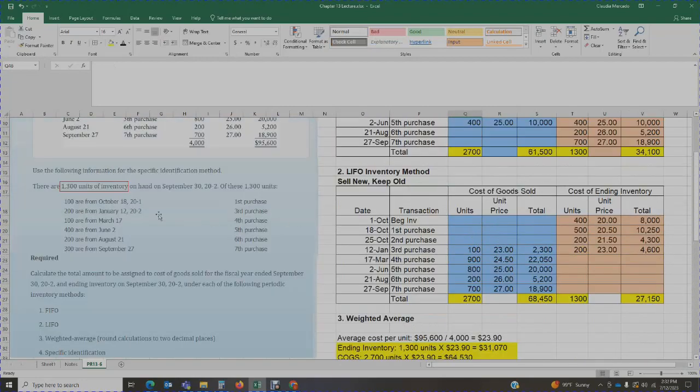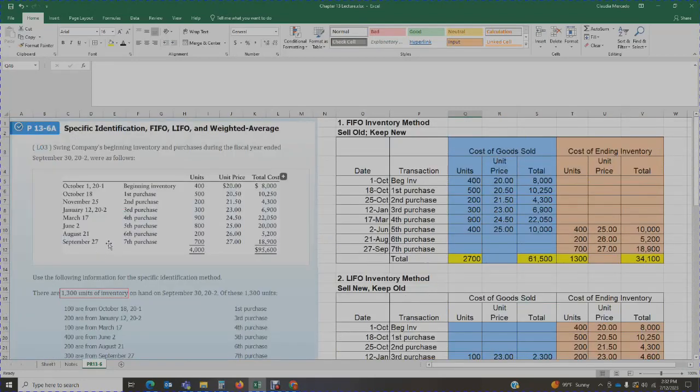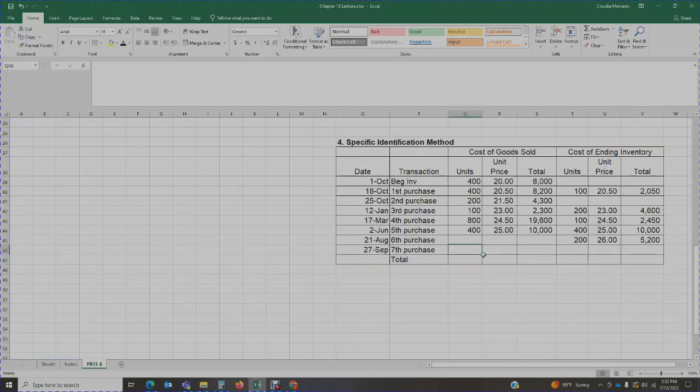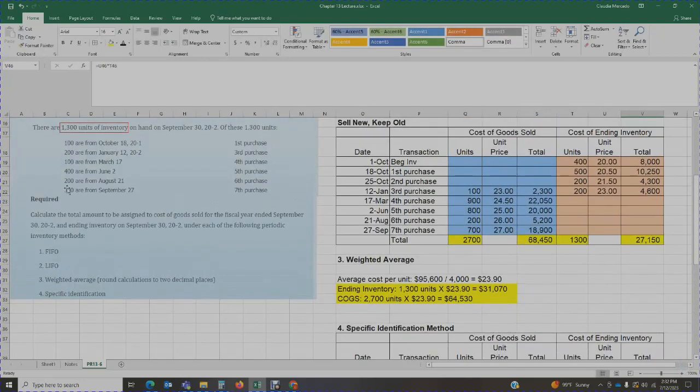And then last but not least, we've got September 27th, the seventh purchase. I have 700 units, and according to the problem, 300 were not sold. So if I had 700 units and 300 were not sold, that means 400 were sold. 4 plus 3 gives you 7. So 400 units were sold at $27, and then 300 were not sold, because remember, the problem says 300 units were not sold.